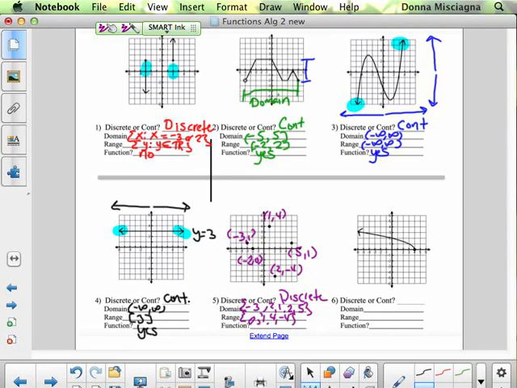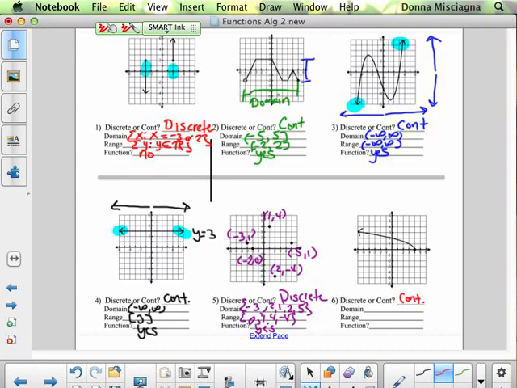Notice that there is only one y for every x, right? -3 is matched with 1, -2 is matched with 0, 1 is matched with 4, 5 is matched with 1, 2 is matched with -4. You don't have any x values matched with more than one point. It is a function. And then the last one here, right? It is continuous. There's no breaks.